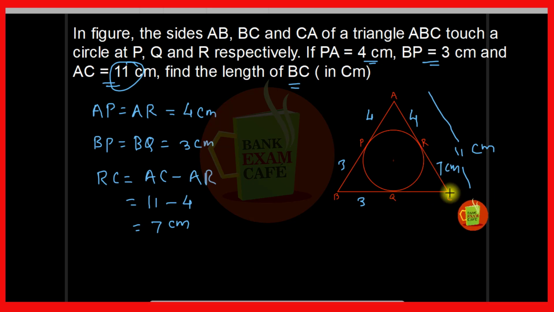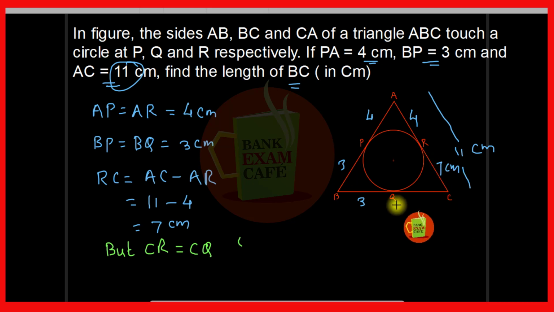And since CR and CQ are the tangents drawn from the exterior point, therefore CR is equal to CQ. The reason that you have to write is that the tangents drawn from the exterior point to the circle are equal, and therefore CR is equal to CQ, which is equal to 7 cm. And this will also be 7 cm.